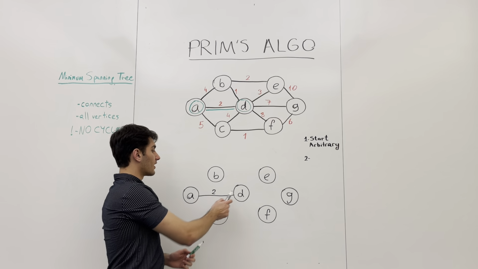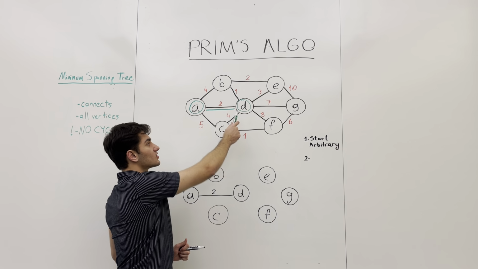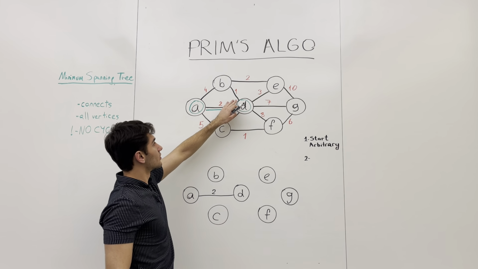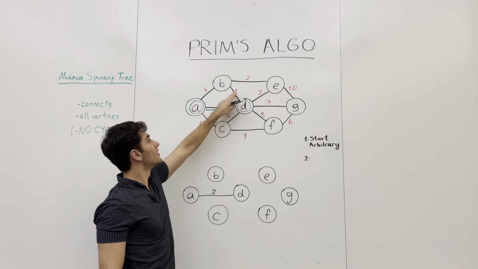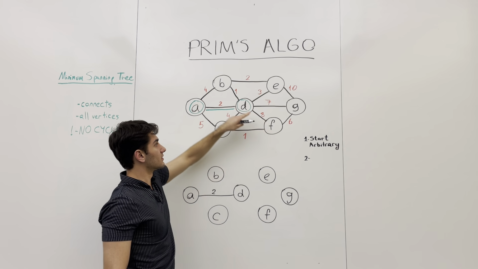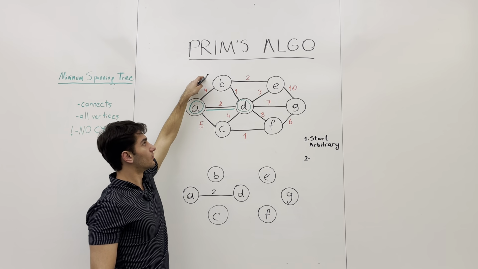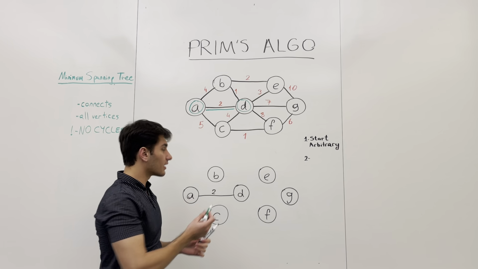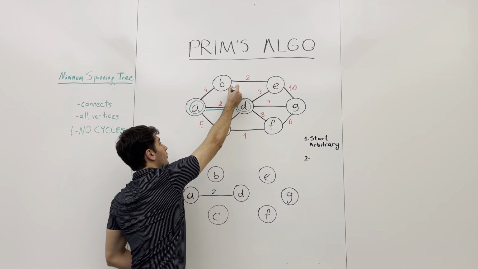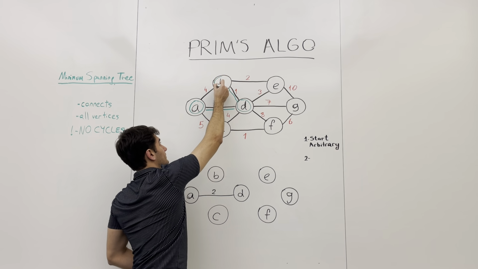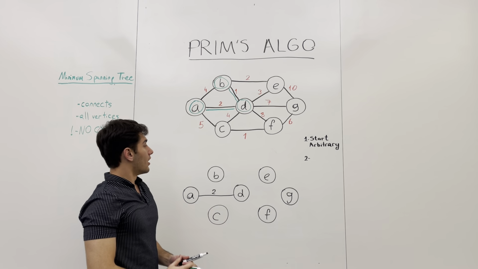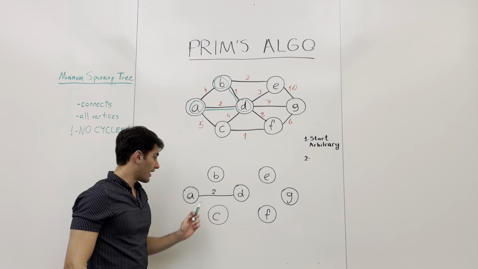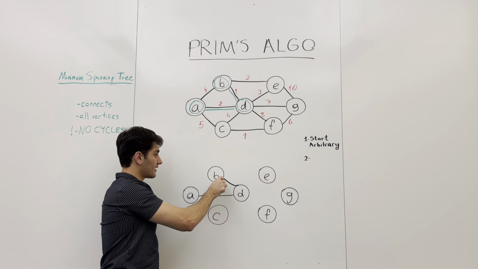So we have A, we have D. What is the edge that we can go from A or D? So D has all these edges. This one, this one, this one, this one, and that one. And A can go 4 and 5. And here it's obvious that we can choose the one with the edge weight 1 that goes to B. Now, the vertices we have are A, D, and B.